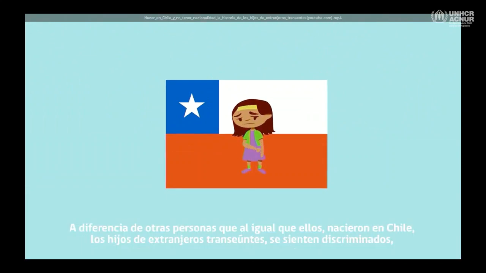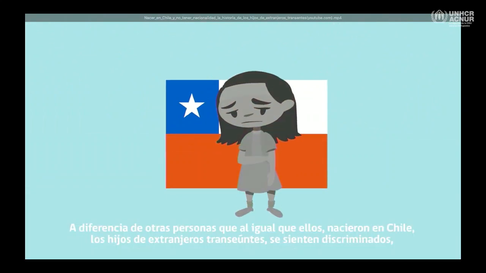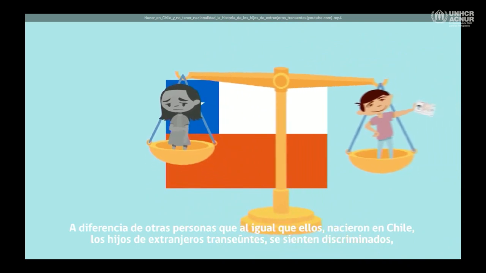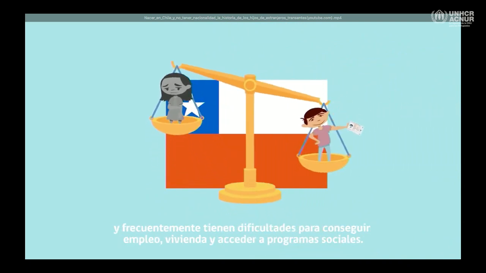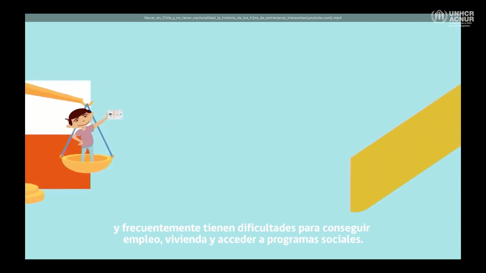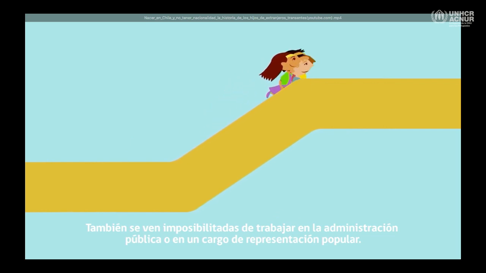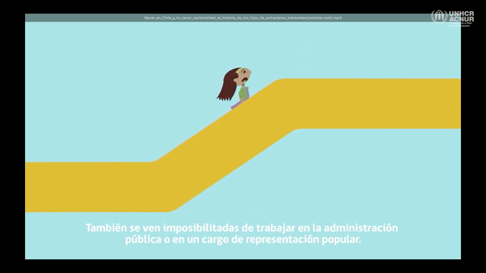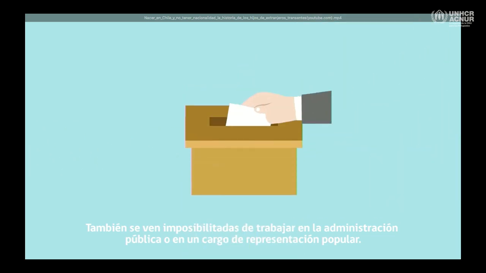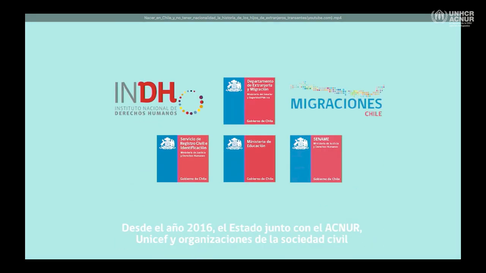Compared to other people that, same as them, were born in Chile, the children of foreigners in transit are people that are discriminated against and frequently have difficulties obtaining a job, housing, and access to social programs. They are also not allowed to work in public activities or in any other kind of public post.